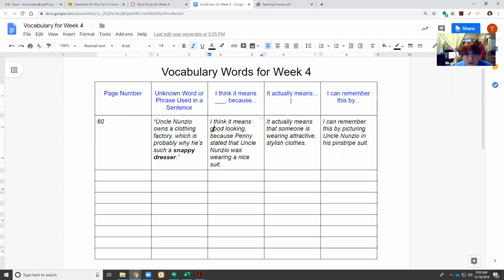So, then I looked up the definition. It actually means that someone is wearing attractive, stylish clothes. So that was pretty close. How can I remember this? I can remember this by picturing Uncle Nunzio in his pinstripe suit.